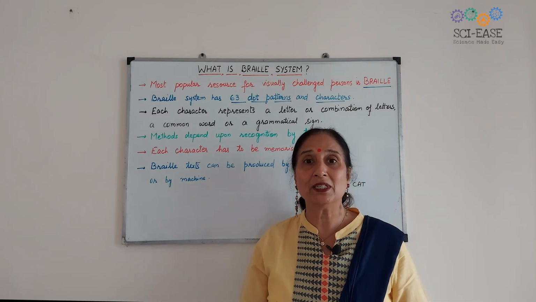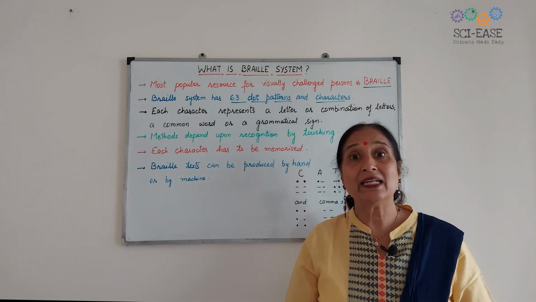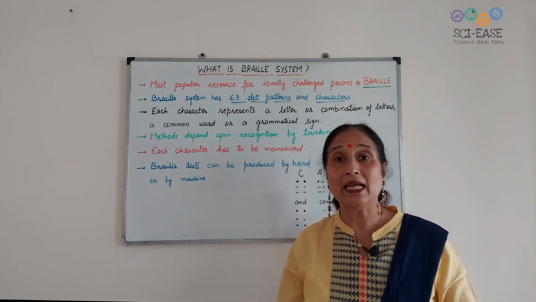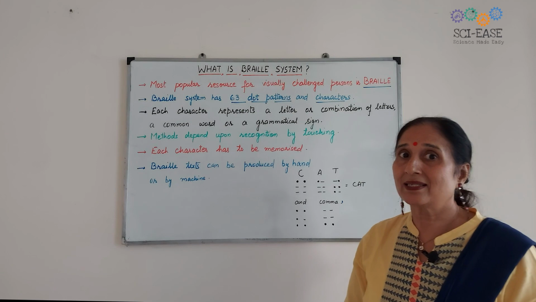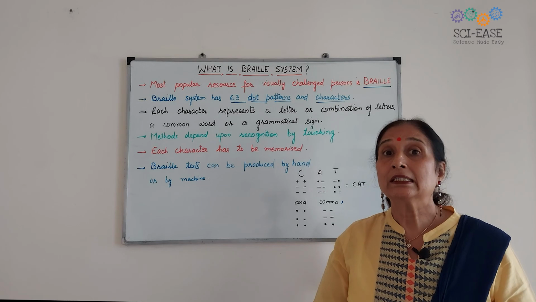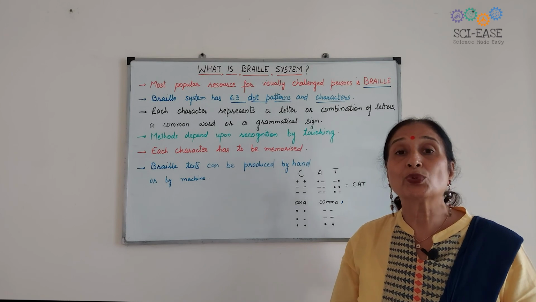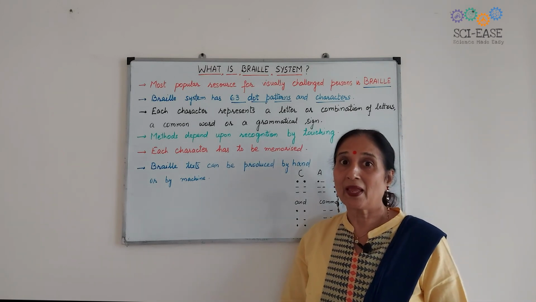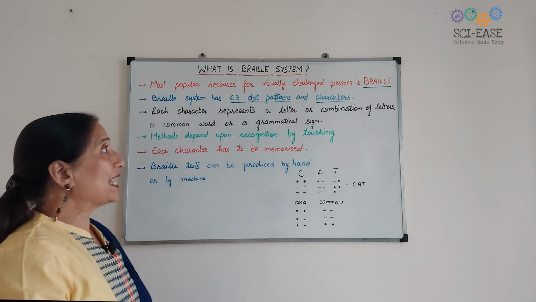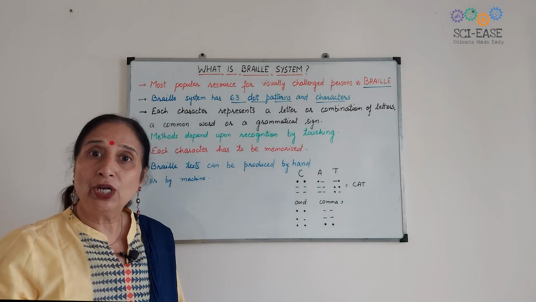himself a visually challenged person, in the year 1821. He published this system in 1821. So this Braille system is very helpful for the children and all the visually challenged persons to read and write. Now, the most popular resource for visually challenged persons is Braille. It is named after Louis Braille.